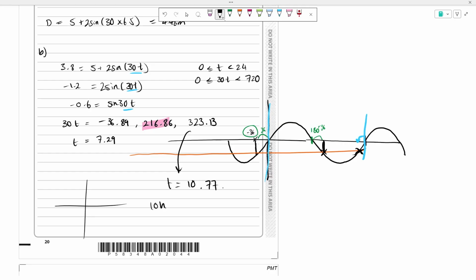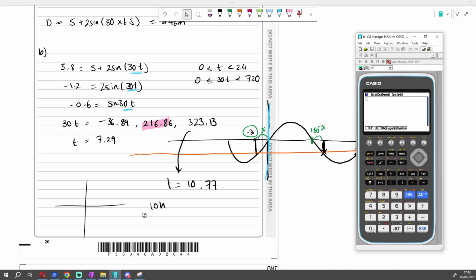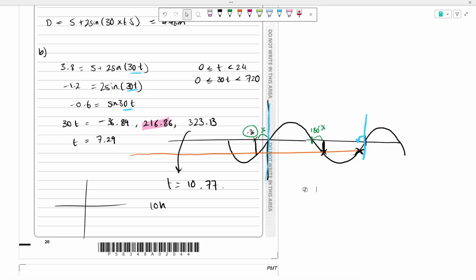So this will be 10 hours, and if we do 0.77 in our calculator, 0.77 times by 60, 46, you can say 10:46 a.m.